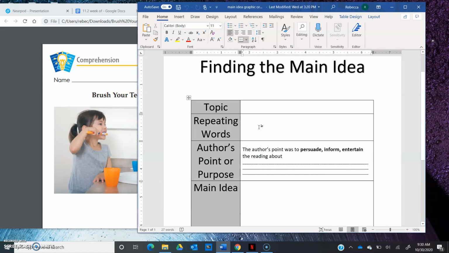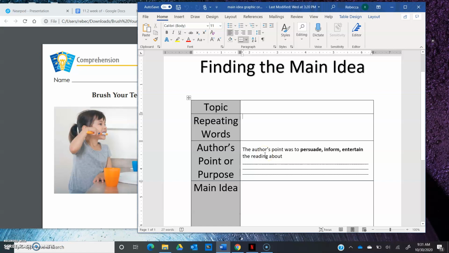Repeating words. That means we're looking for words that the author uses over and over again that can serve as a hint for what the whole text is about. Usually, if the author's using the same word over and over again, then we can use that as a clue to know, hey, that's what the main idea is.